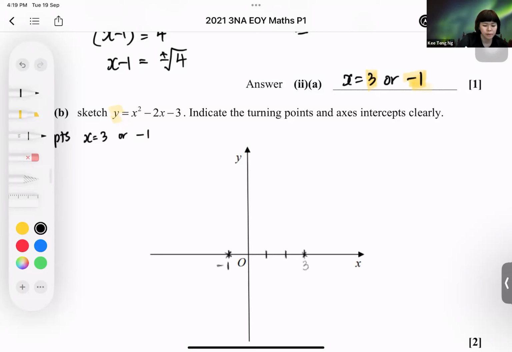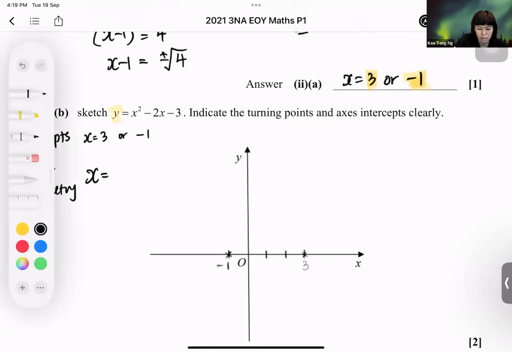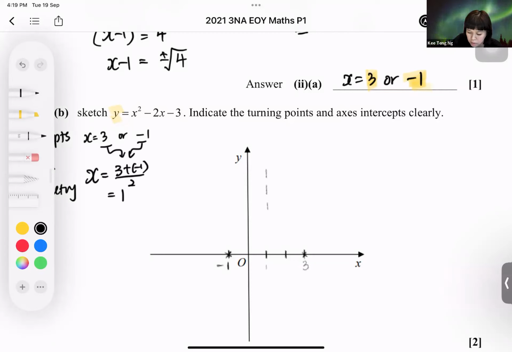Next thing, L. L for the word line of symmetry. Line of symmetry must begin with the x equals to, it's in between the two x values over here, right? So you take 3 plus -1 divide by 2, 3 minus 1, 2, 2 divided by 2. So x equals to 1. So x equals to 1, you draw the line of symmetry, x equals to 1 over here.